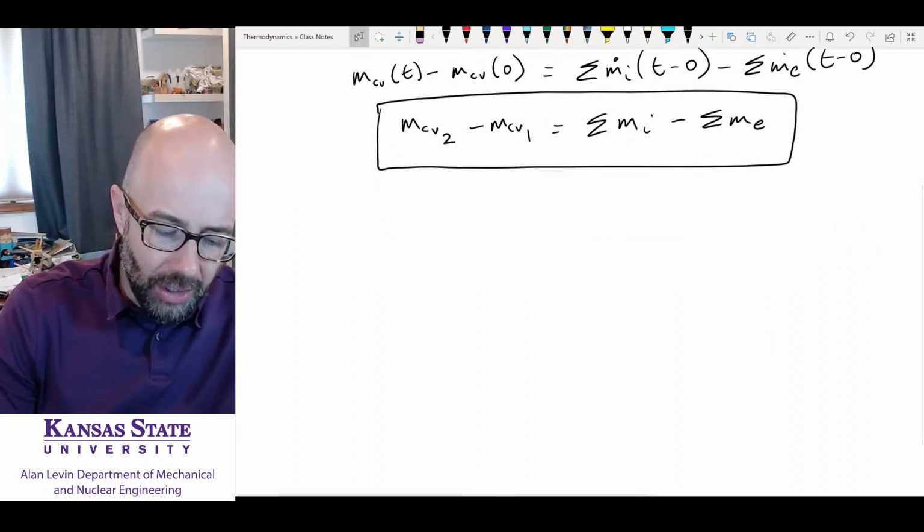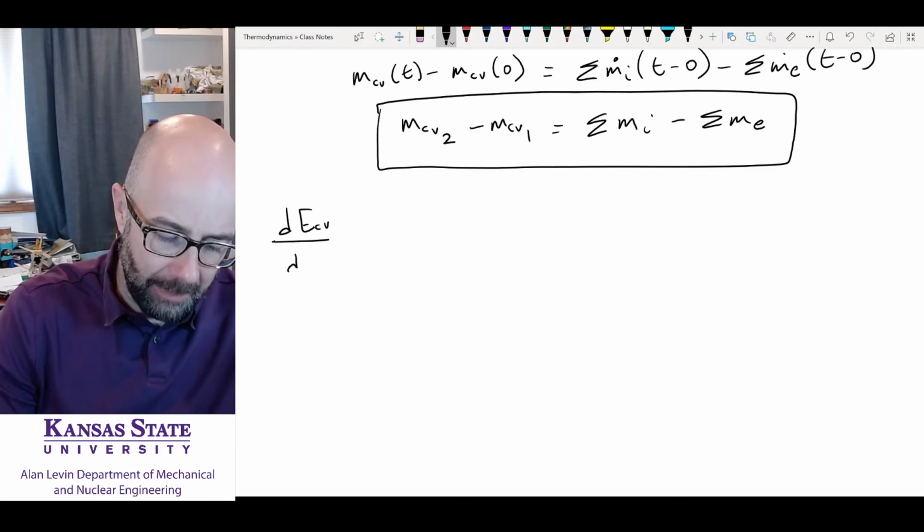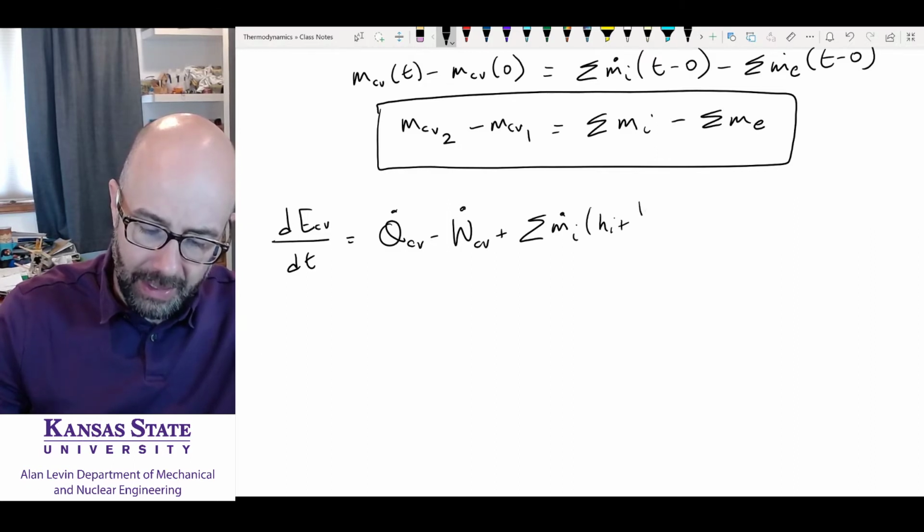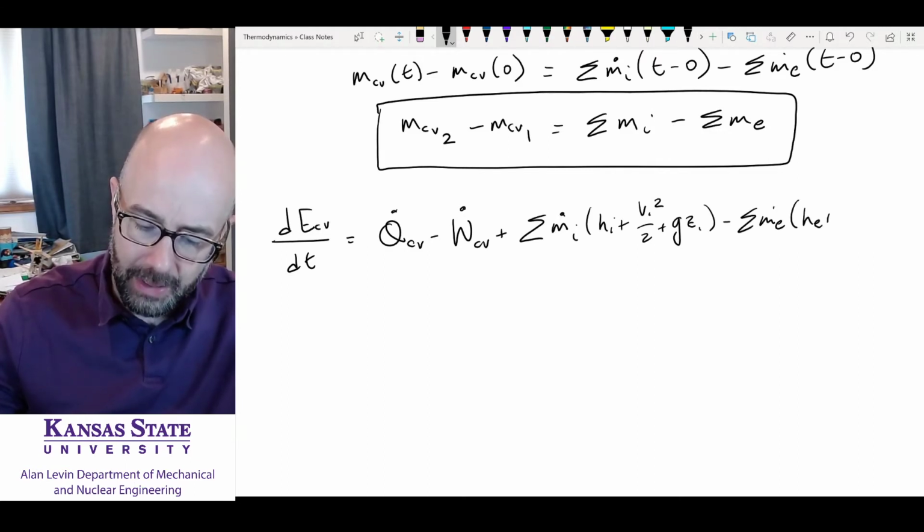Let's look at the energy equation. The change in energy of the control volume with respect to time is equal to Q dot of the control volume, minus W dot of the control volume, plus the summation of the mass flow rates in times the enthalpy in, plus the kinetic energy in, plus the potential energy in, minus the summation of the mass flow rate exiting times the enthalpy exiting, plus the kinetic energy exiting, plus the potential energy exiting.